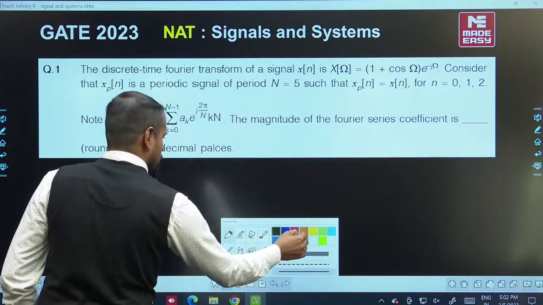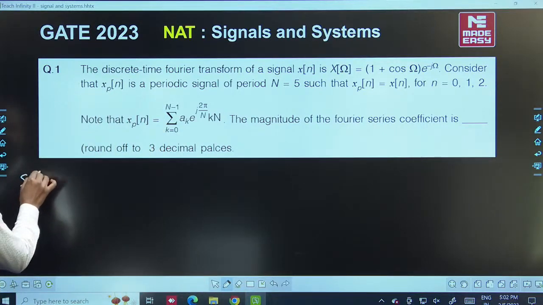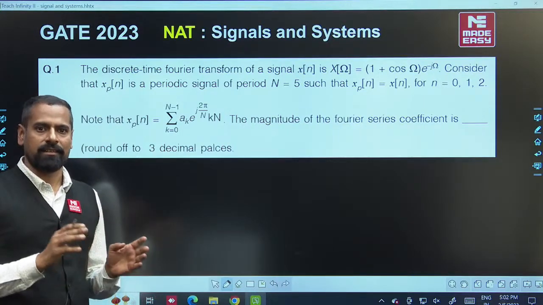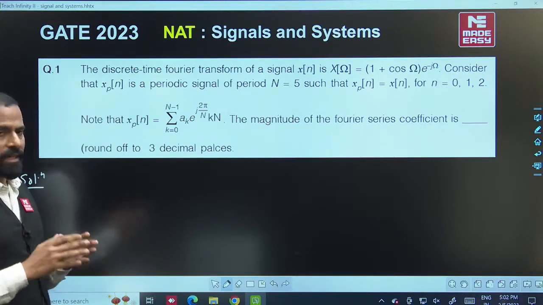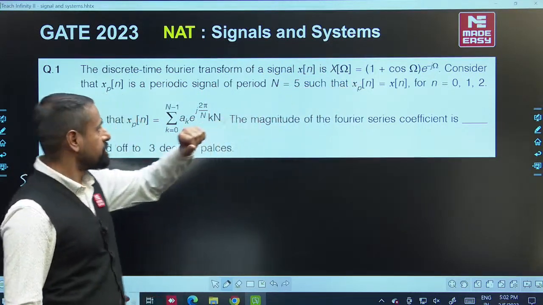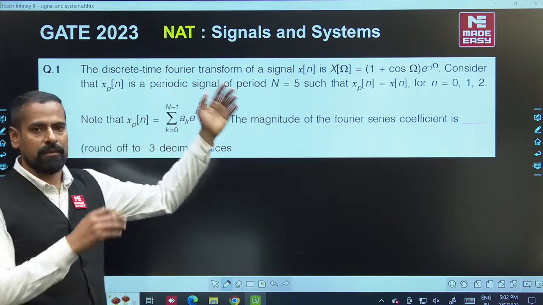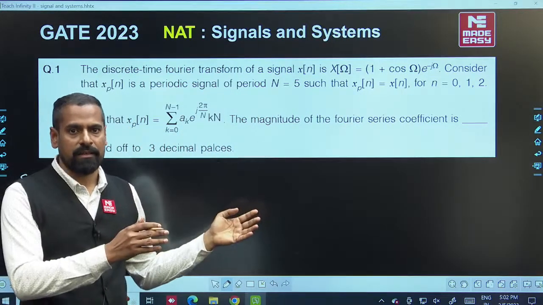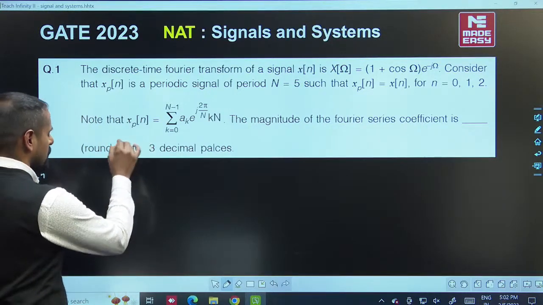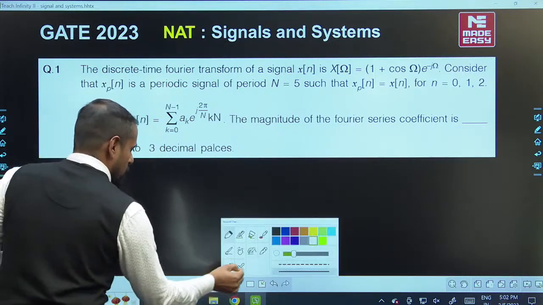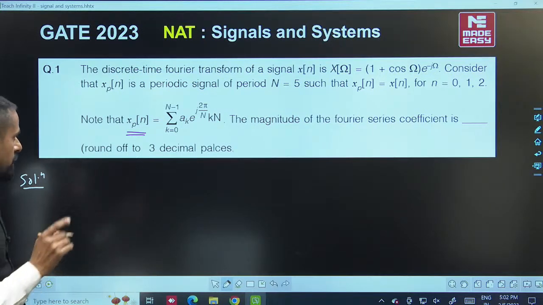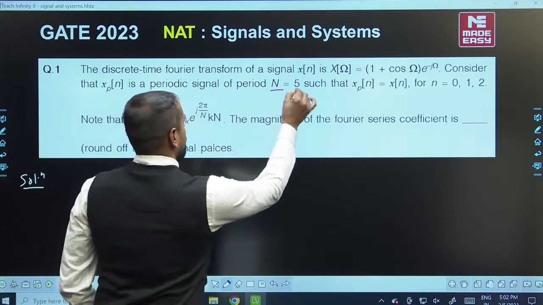So this is the question. This question is related to DTFT and DTFS both. The data is something like this: the DTFT of x of n, X of psi, is given, and with the help of this x of n, the question is saying that we have to form a new signal, and that signal is xpn. What is the second function xpn, and how is xpn? Periodic.